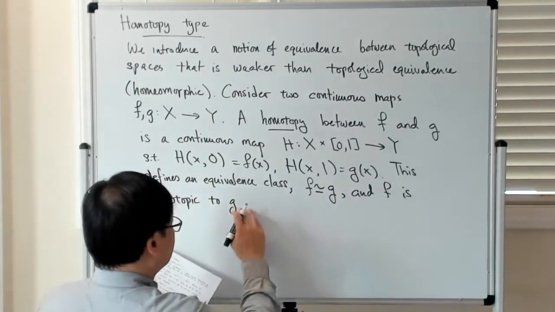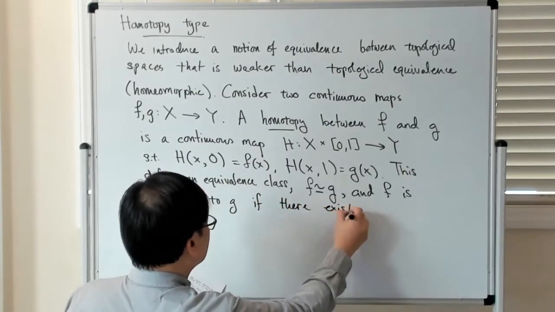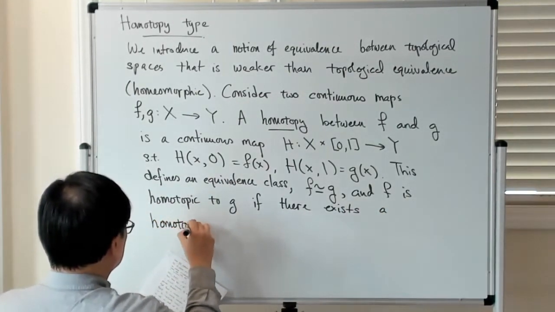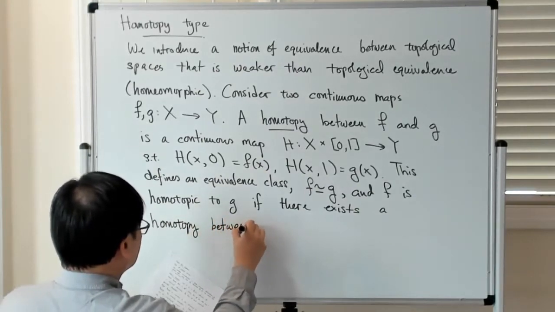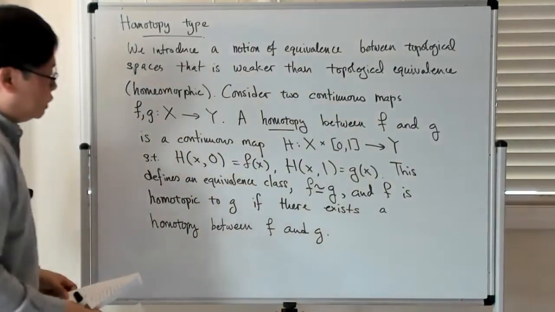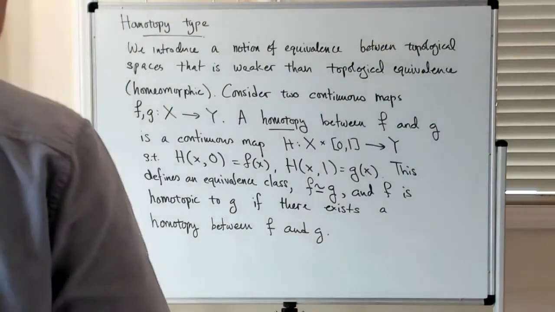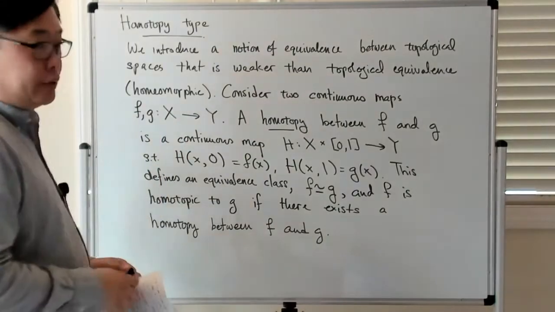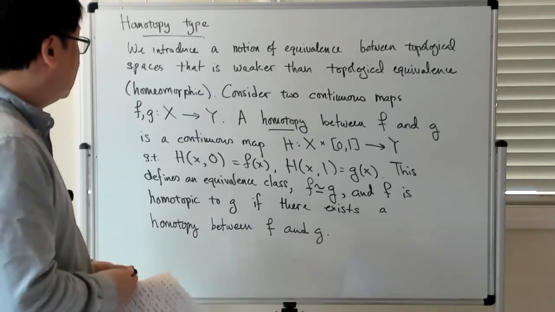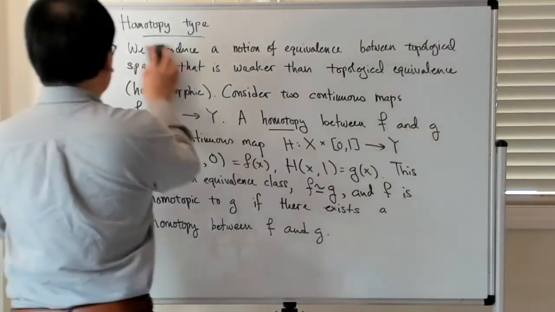Okay, and then we denote this by saying that f is equivalent to g in this homotopic sense, and f is homotopic to g, of course, if there exists a homotopy between f and g. All right. So let me just stop here for a minute. Now that we have this notion of homotopy between two continuous maps, we can use this idea to relate spaces instead. Let's see how you go about doing that.